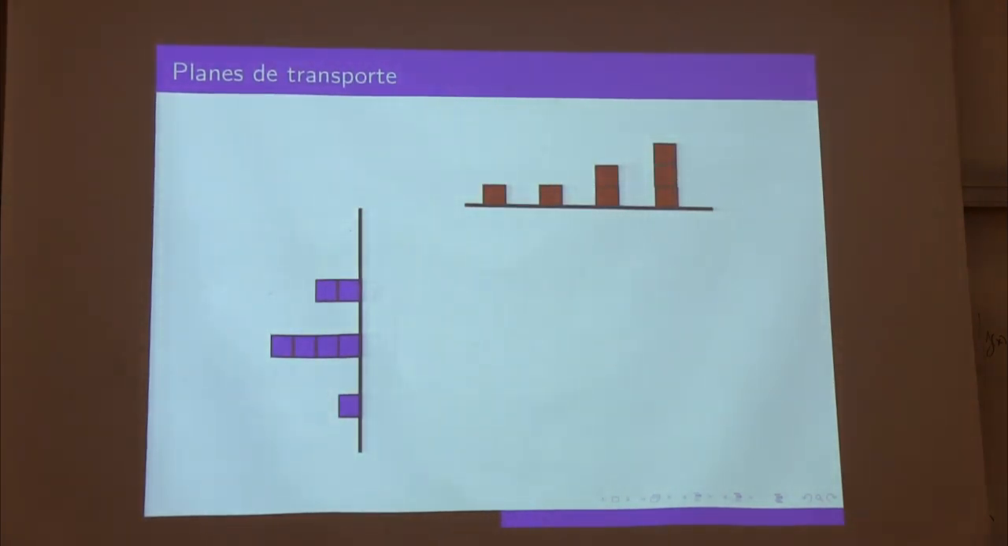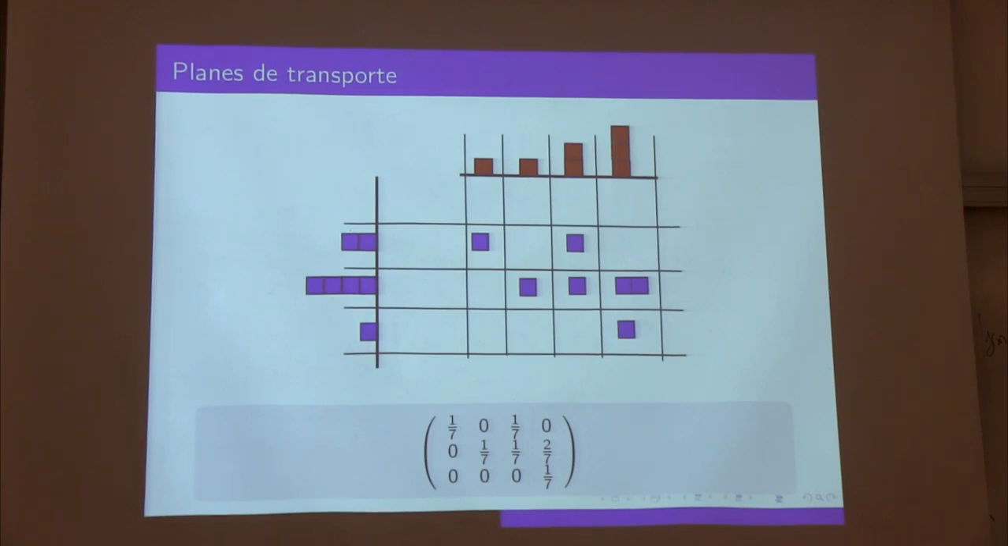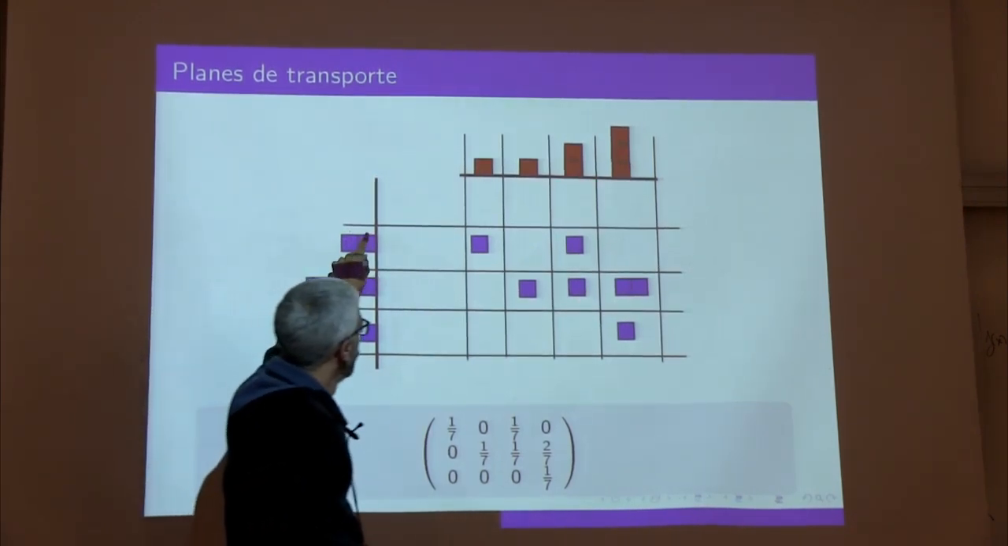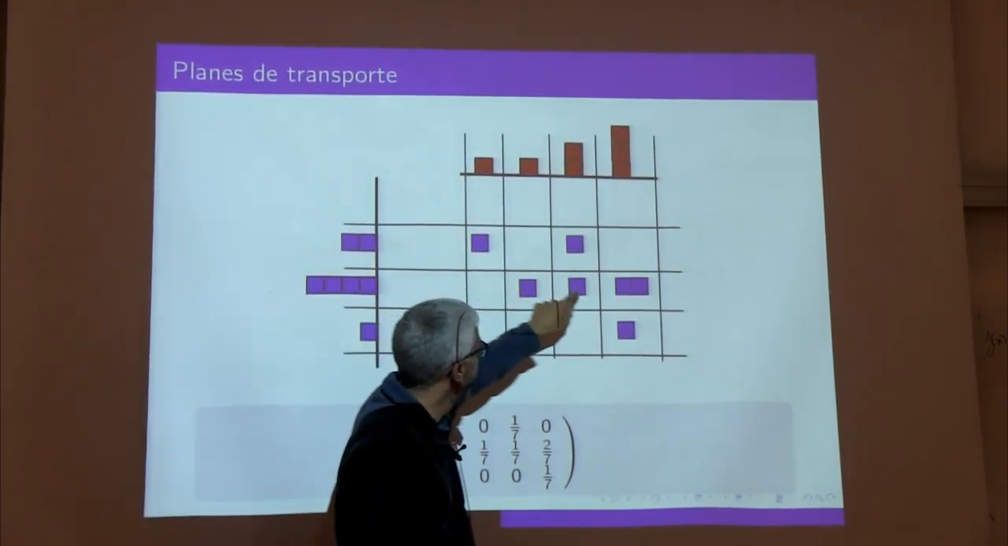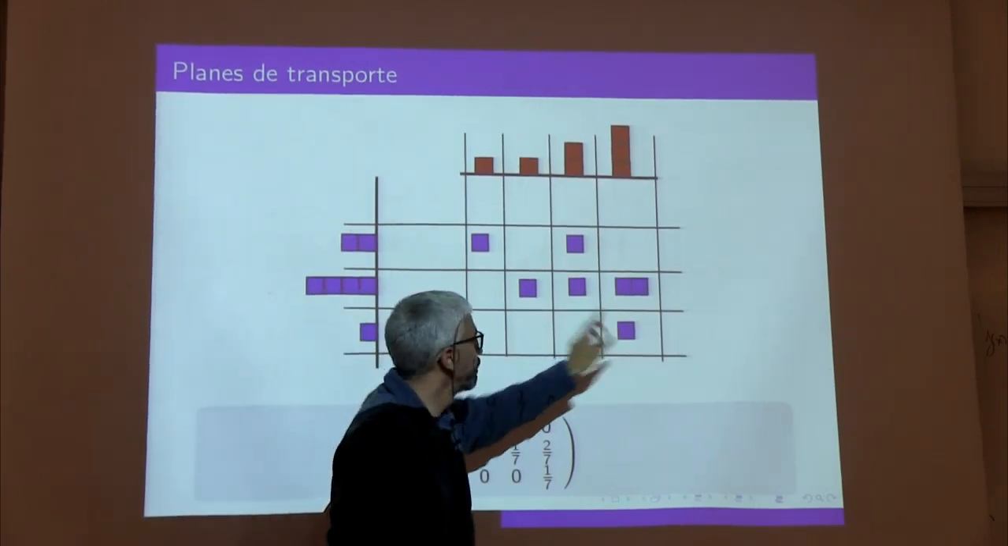So the key point is to understand how am I going to move from this distribution to that one. And I have many possible choices. Let me show you one choice, and that might make things clearer. So I'm taking these 2 boxes, and I'm going to put one of them here and the other one there. I'm going to take these 4 boxes, and I'm going to split them like this. And I'm going to take this box, and I'm going to put it here.